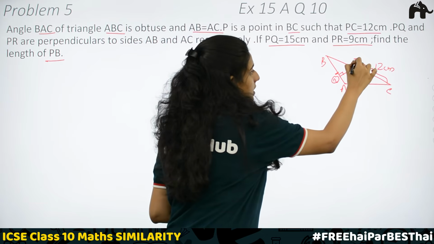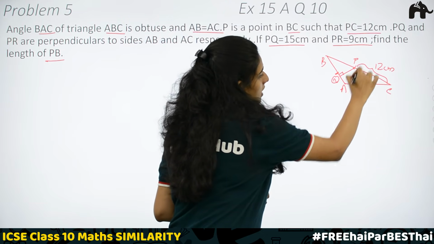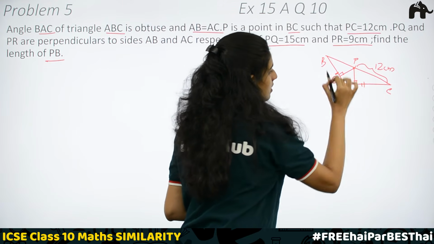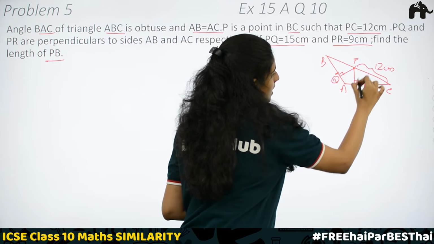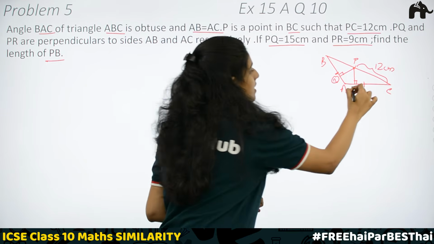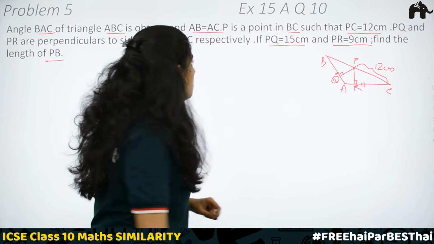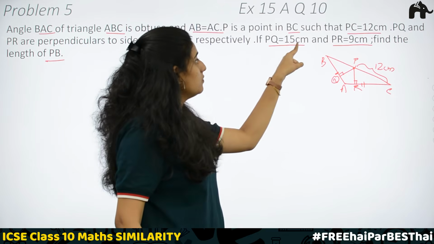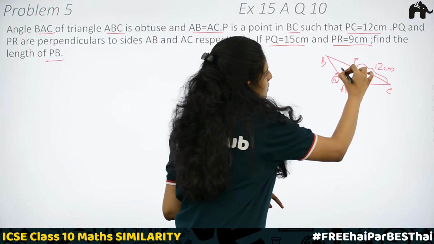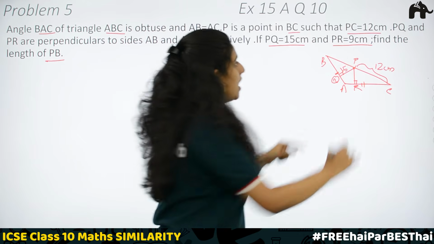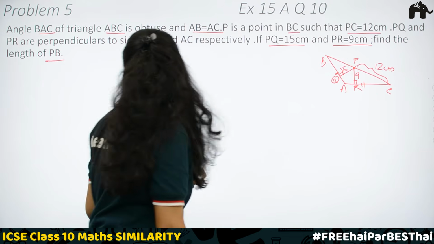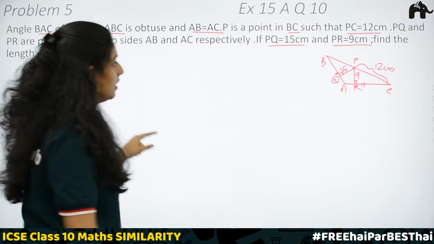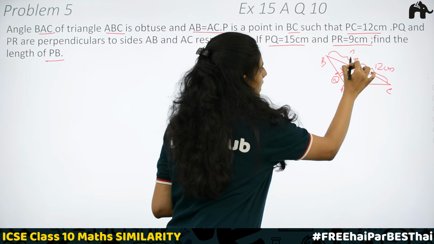Similarly, starting from P, a perpendicular is drawn to AC. So this is the required perpendicular and the angle here is 90 degrees. The point is R. We have drawn the perpendiculars to sides AB and AC respectively. PQ is 15 centimeter and PR is 9 centimeter. We need to find the length of PB. This is PB.